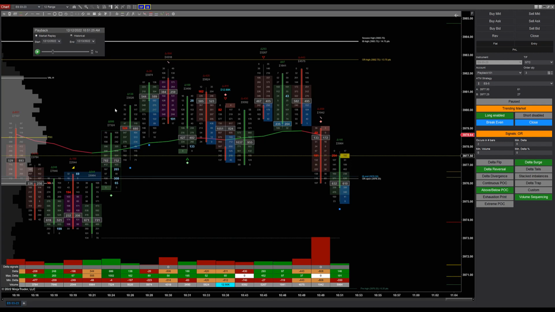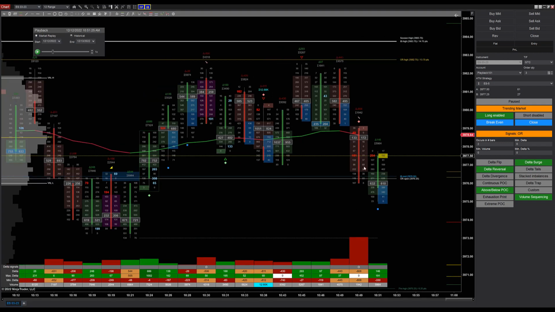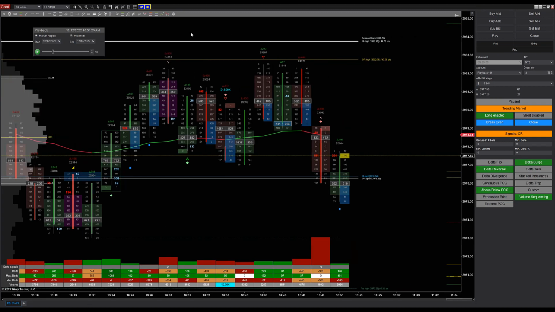And as I typically do here, I've got our toolbar on here. I've got our initial balance. I've got a 21 McGinley in the middle of this, and then of course the footprint indicator is on. Now, a couple things to note here.